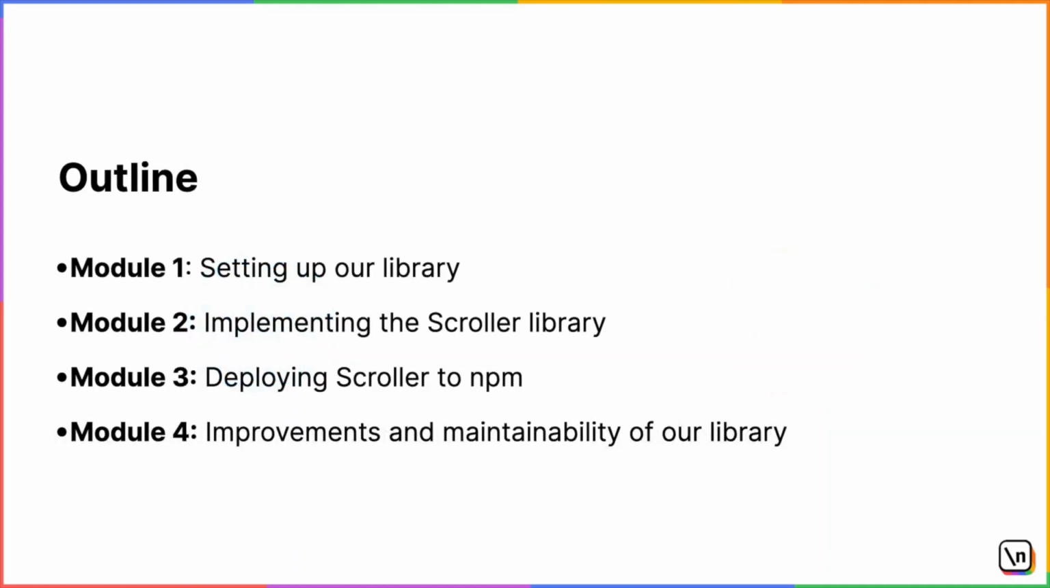Creating React libraries from scratch will be presented in 4 modules. In Module 1, we'll be setting up and installing dependencies for Scroller. Module 2 will be implementing Scroller and setting up Storybook. Module 3 will cover deploying it to the Node package manager. In the final module, we'll be looking at ways to improve our library and make it more maintainable.